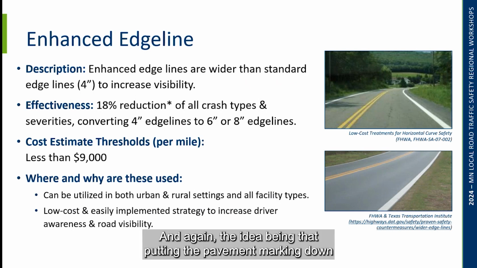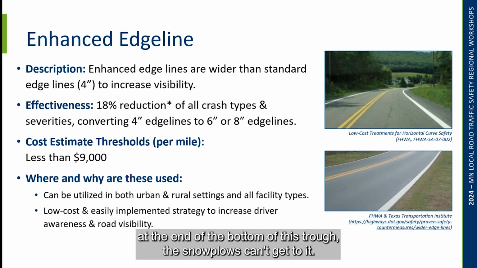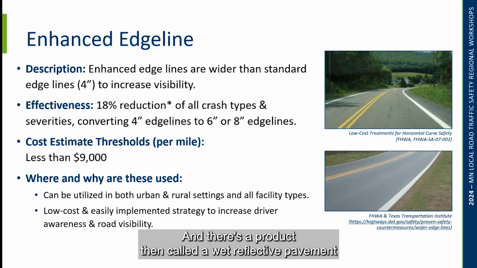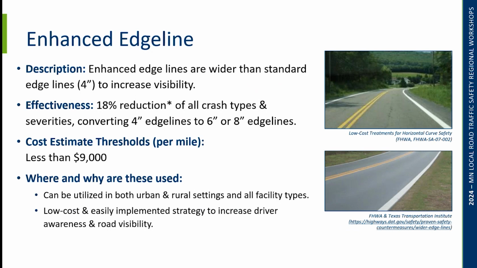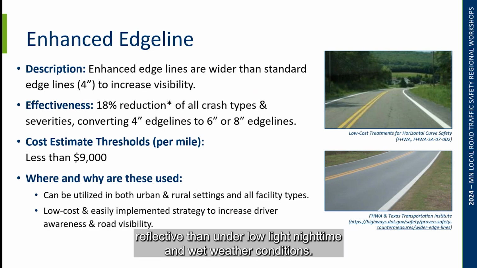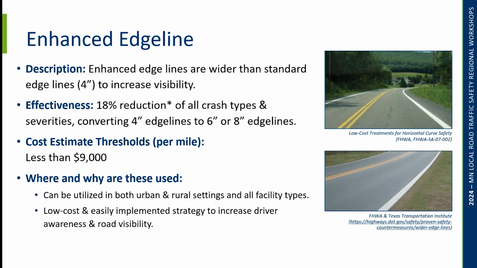And again, the idea being that putting the pavement marking down at the bottom of this trough, the snowplows can't get to it. And there's a product then called a wet reflective pavement marking that uses a larger glass bead that is far more durable and reflective under low light nighttime and wet weather conditions.